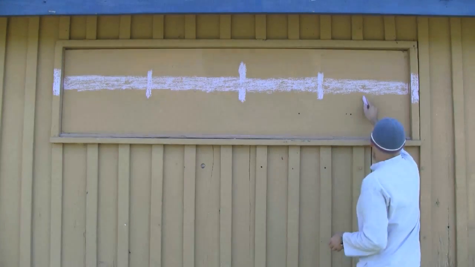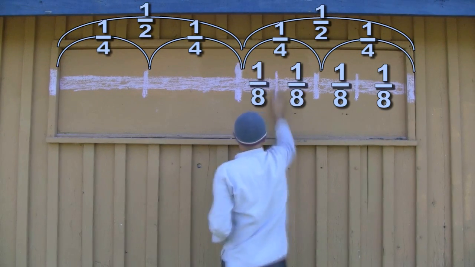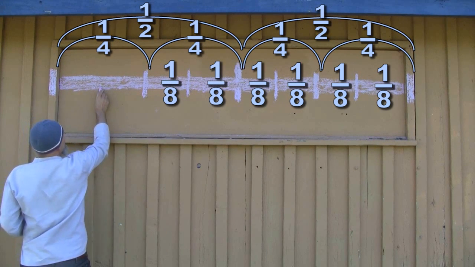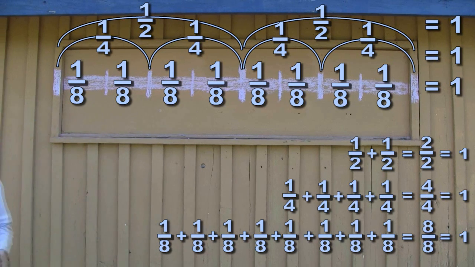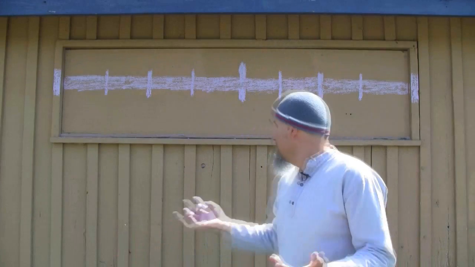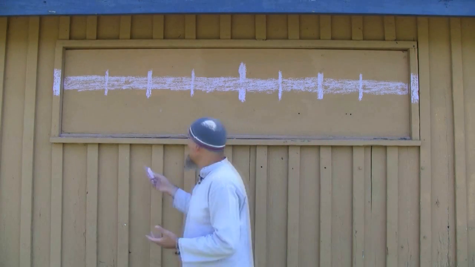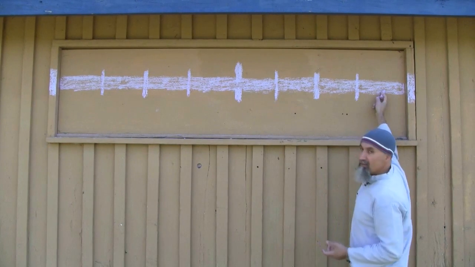So we're going to go to here, cut it in half, go to here, do the same thing, cut it in half, go to this, cut it in half, go to this, and cut it in half. So what we have right now is a line, right, that's been cut into eight different pieces, right? One, two, three, four, five, six, seven, eight, right?